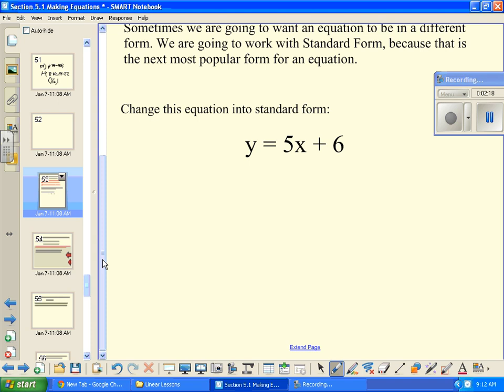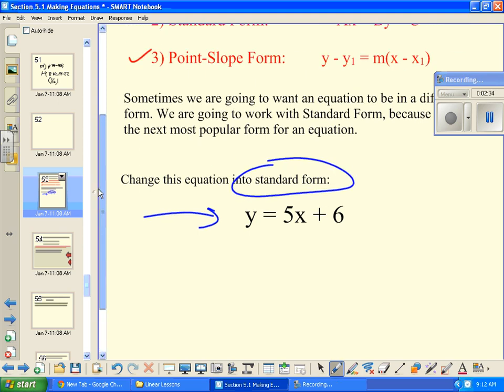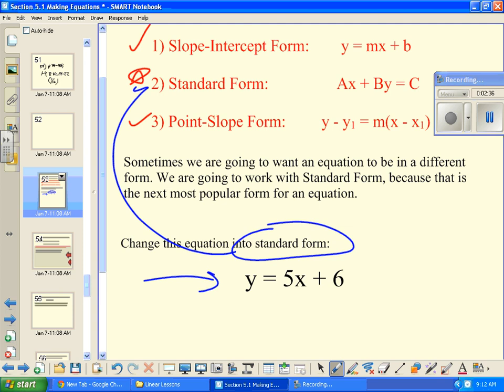Good practice for students to realize that they can manipulate the equation how they need to get it in the form they want. This problem right here, let's say this equation's in slope-intercept form, y equals mx plus b. And it says change this equation into standard form. Well, what does the standard form look like? That's up here, number 2.